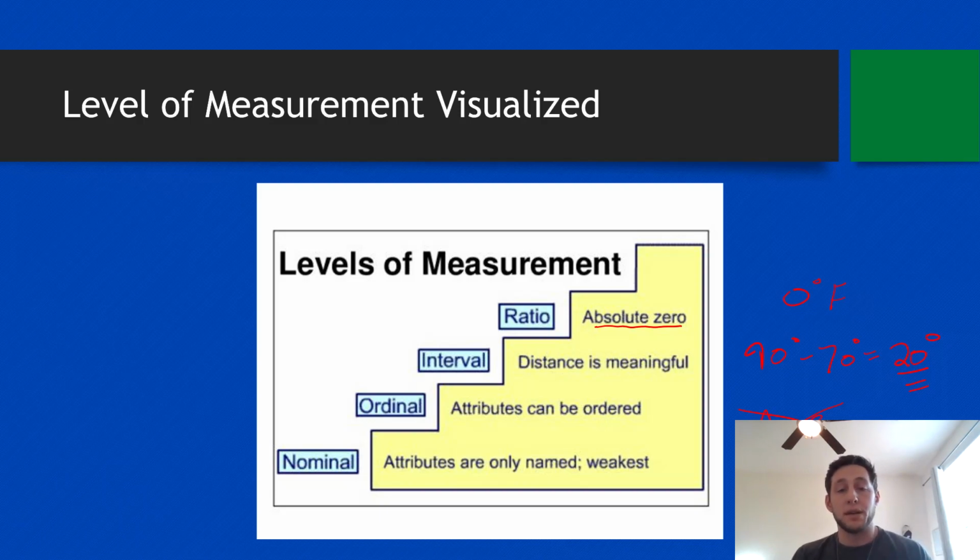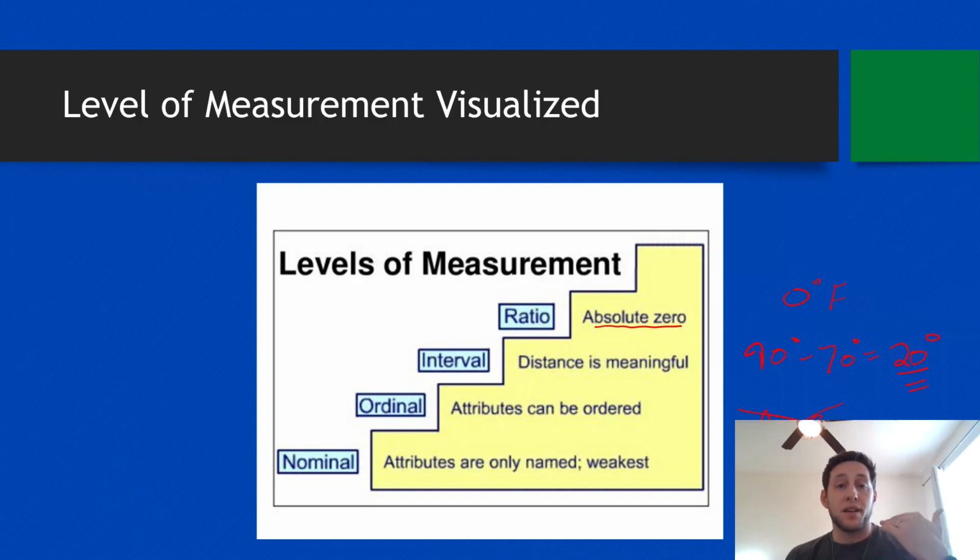So it can be named. Can you order it? Well, yeah, let's order it from most amount of time studying to least. Is the distance meaningful? Yeah, if you studied for 48 hours and your friend studied for 24 hours, you studied a day longer, so distance is meaningful.